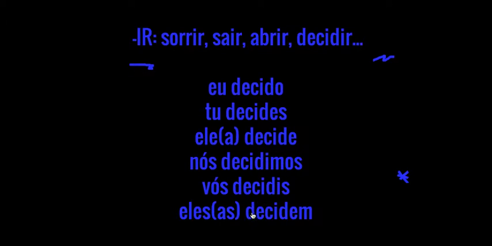They decide. So, the conjugation of the third group, verbs ending in IR, we have eu decido, tu decides, ele or ela decide, nós decidimos, vós decidis, eles, elas decidem.